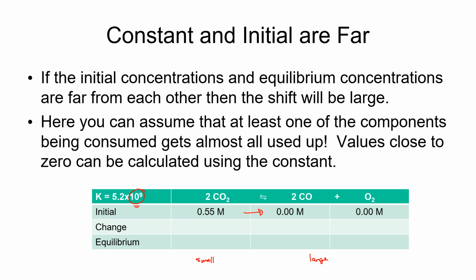You can assume for the big values at least that one of the components being used up goes almost to 0. Since we only have one thing on the left-hand side, this would be a minus 2x here again. This is going to be plus 2x over here. It's going to be plus x. And so 0.55 minus 2x is going to be approximately equal to 0, right? That's going to go so small that it's pretty much all used up. And so you can use that to work out the changes for the other two. This approximation here is your simplifying assumption for this one.